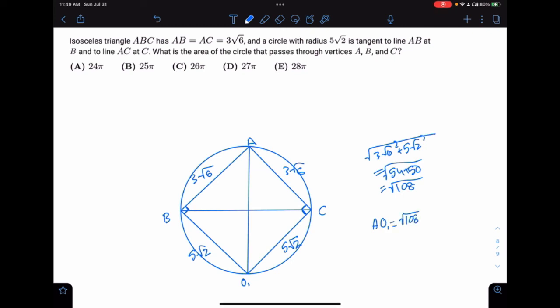Also, since angle ABO1 is a right angle, we know that ABO1 is an inscribed right triangle in a circle, which means AO1 is the diameter. So that means the radius of the circle will be AO1 over 2, which is equal to root 108 over 2, which is root 27. So therefore, the area of our circle will be (root 27) squared times pi, which is equal to 27 pi. So our answer is D, 27 pi.